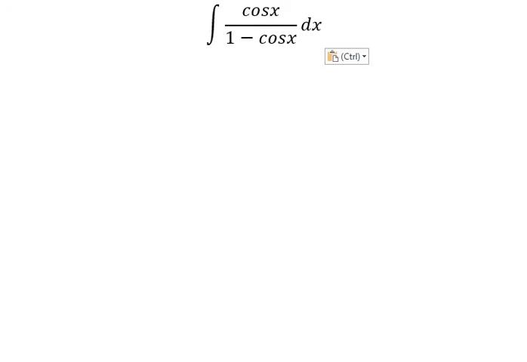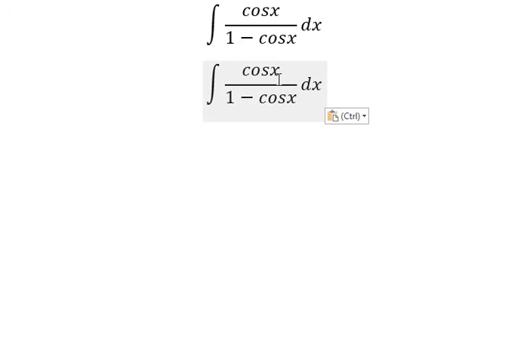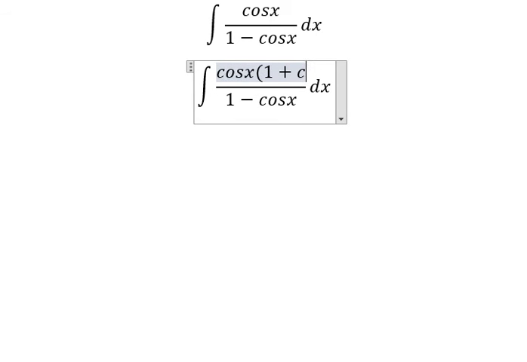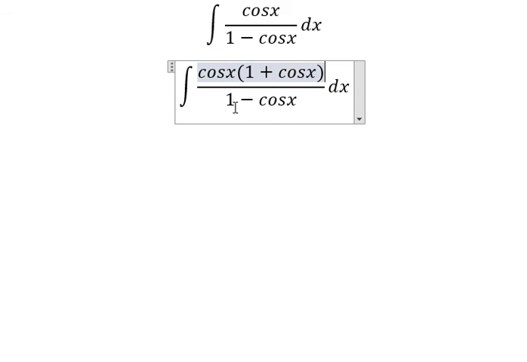The topic today is about integration. So now I will show you how to answer. We need to multiply by 1 plus cosine x on numerator and denominator.